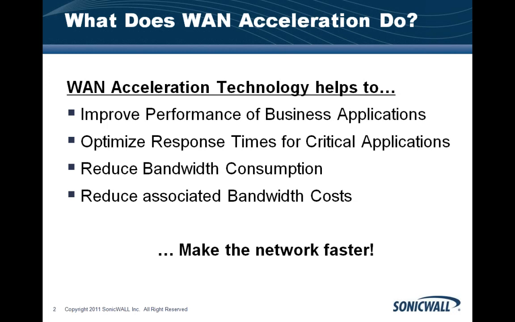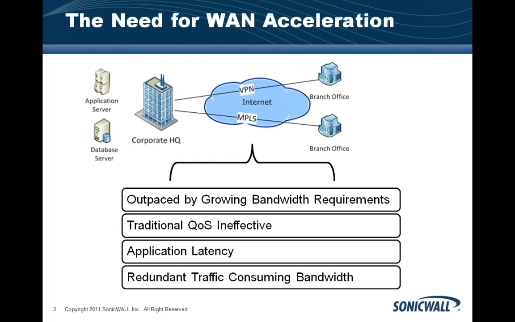But the idea here is that we want to make the network appear faster for those remote and branch office employees, and make sure that they're more productive. Perception is reality in this case. If they complain that the network is slow, that is going to be the reality for the connectivity that they're experiencing from those remote and branch offices.